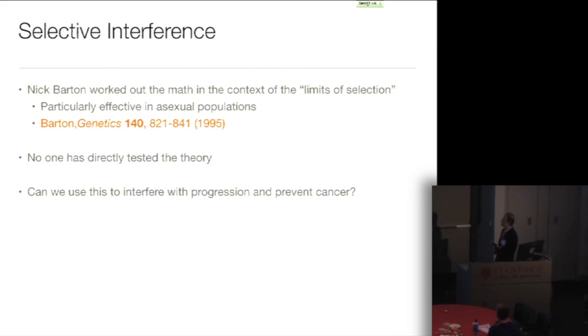That's a good thing for us in cancer. It's particularly effective in asexual populations that can't recombine these different adaptive mutations. So that's also good for us in cancer, because as far as we know, it's reproducing asexually. But no one has really directly tested this theory. It's been used to explain a lot of results, but not directly tested.